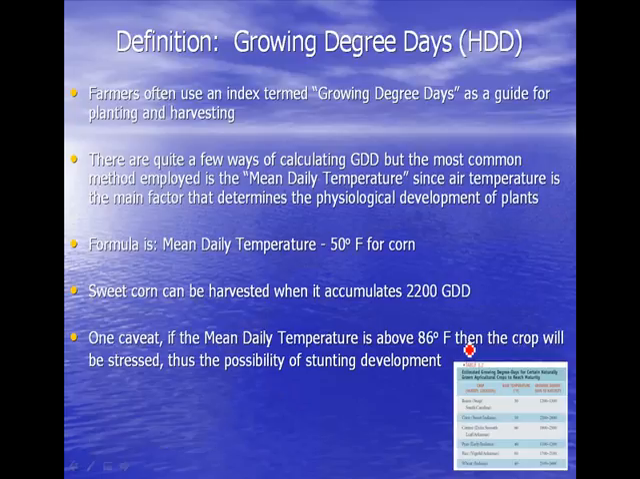Now, growing degree days is something that probably many of you are familiar with. This is an index typically used by farmers as a guide for planting and harvesting. There are multiple ways of calculating growing degree days, but the most common one, especially used here in Iowa, uses the mean daily temperature. We use this because the main factor in terms of physiological development of plants is temperature and moisture to a certain degree, but temperature is a good indicator. The formula for growing degree days is the mean daily temperature minus 50 degrees Fahrenheit for corn.